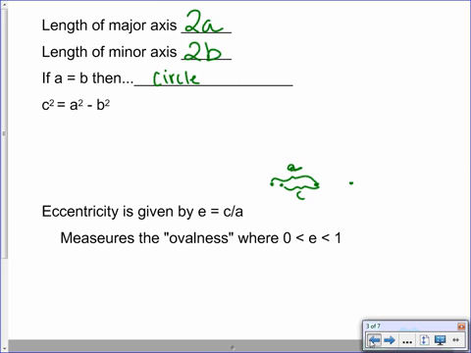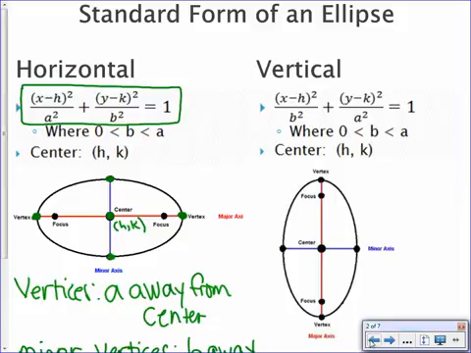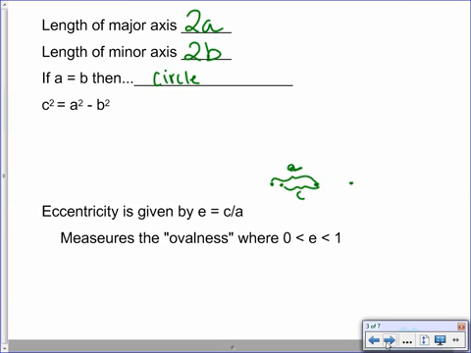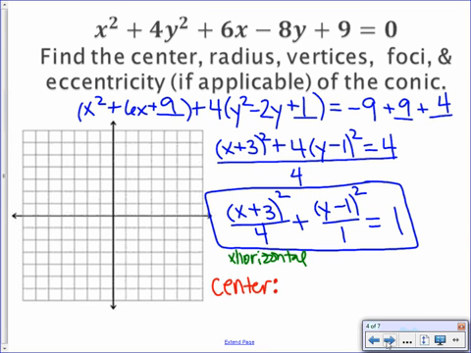Okay, let's go back here. Our center is (h, k). Here's h and k in our equation. All right? Yes. (-3, 1).